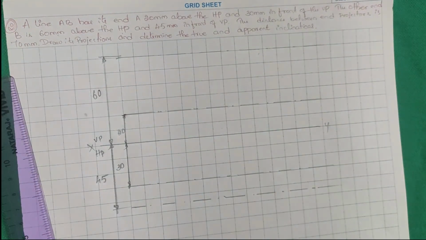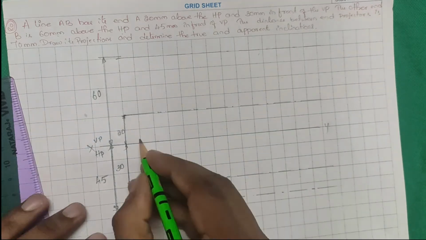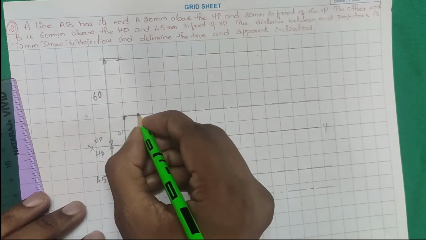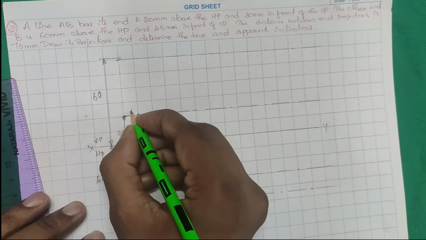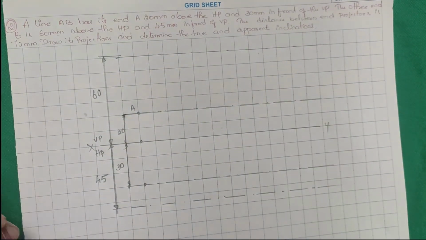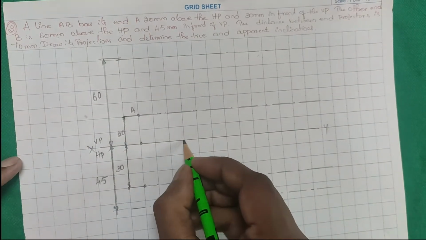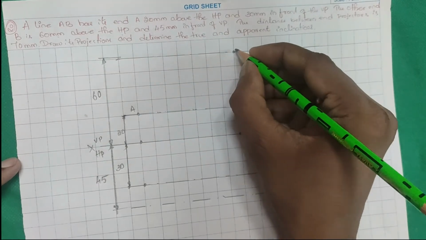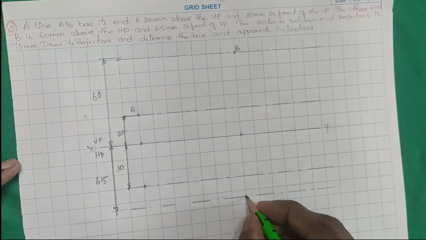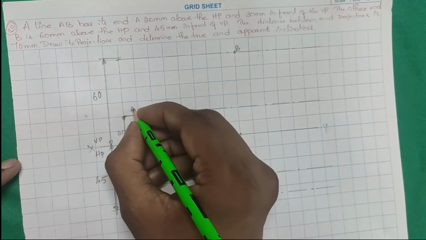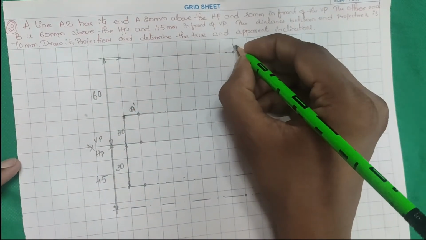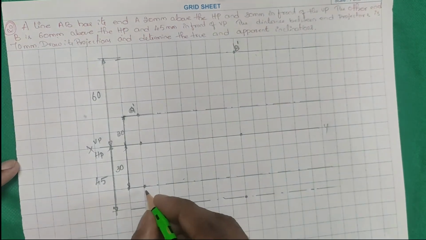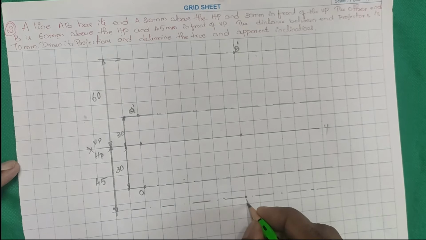Now they have given the end projector distance, 70 mm. Suppose you consider A here, from here you have to choose 70: 1, 2, 3, 4, 5, 6, 7. So at this point you should get B. Sorry, this is small a dash and this will be B dash, and this is A and this is B.